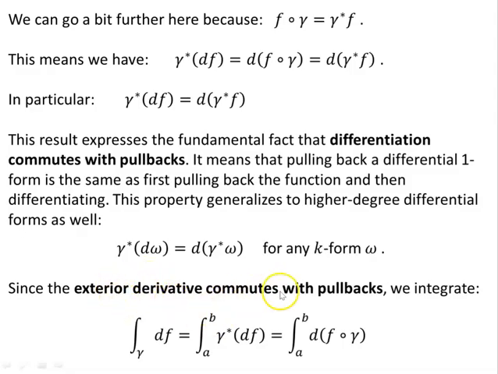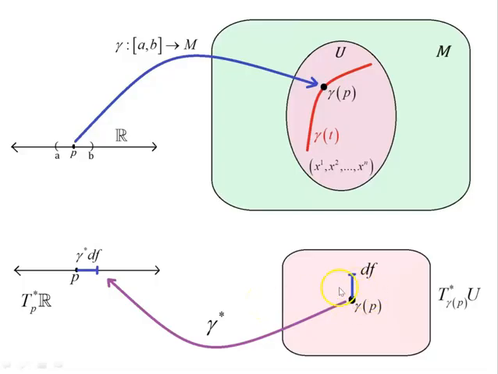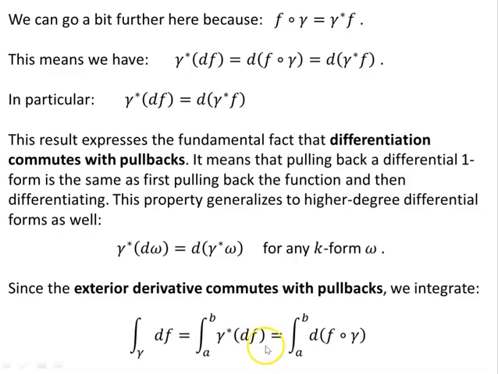Anyway, since the exterior derivative commutes with pullbacks, we integrate. So the integral of df along gamma is the integral of the pullback of df under gamma between the interval a to b. All right, because remember we pulled it back from the cotangent space at this point here, pulled it back to the original value here on R. And so it's an integral of one variable, dt. All right. And hence the interval a to b.